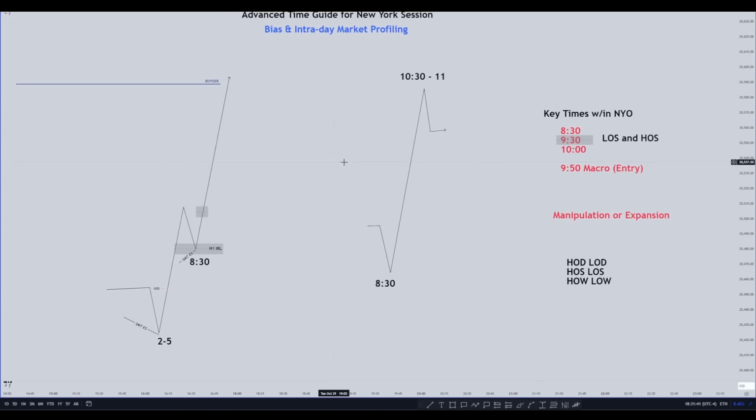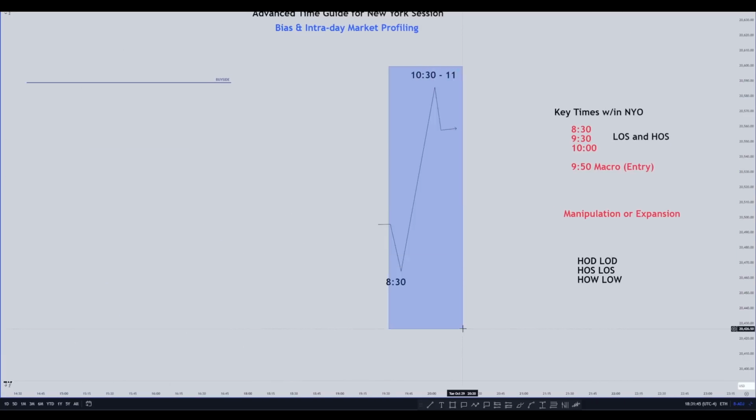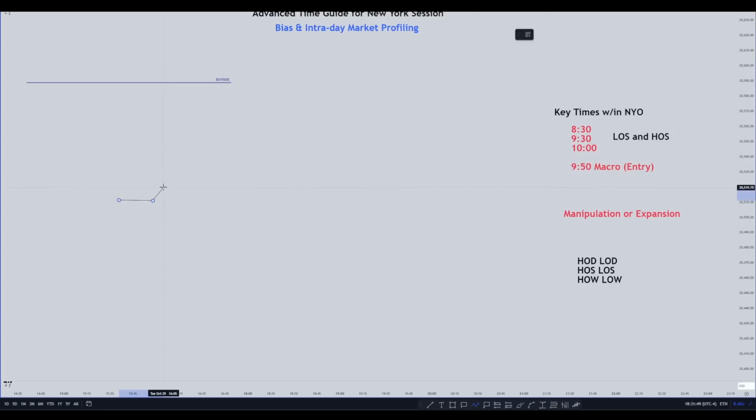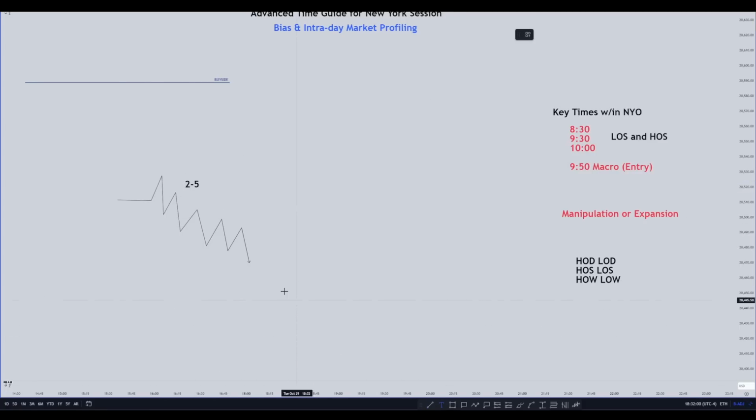I'll give you another example here. So say instead we have a bullish bias. What we see is we open up here at midnight. London kind of does something like this. And then right here, so this is maybe 2 to 5. And then right in here, we have 7 to 10.